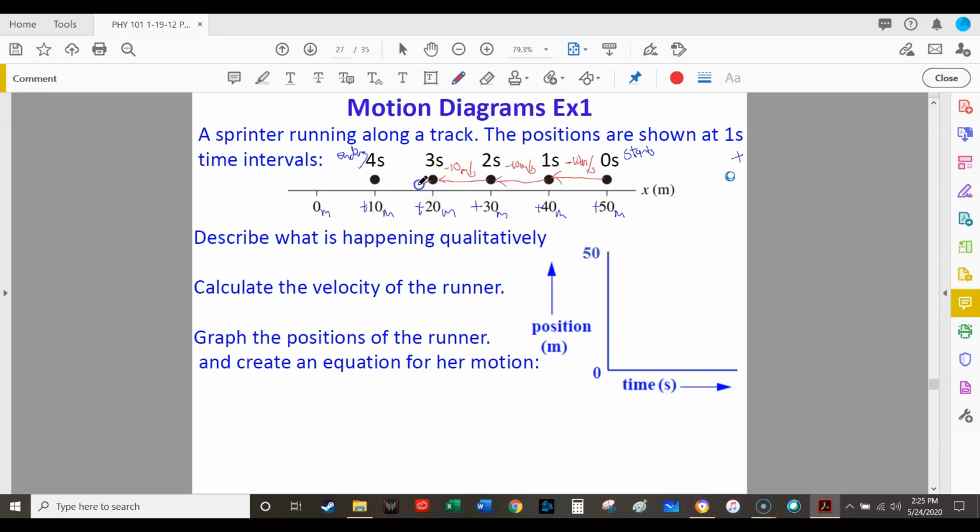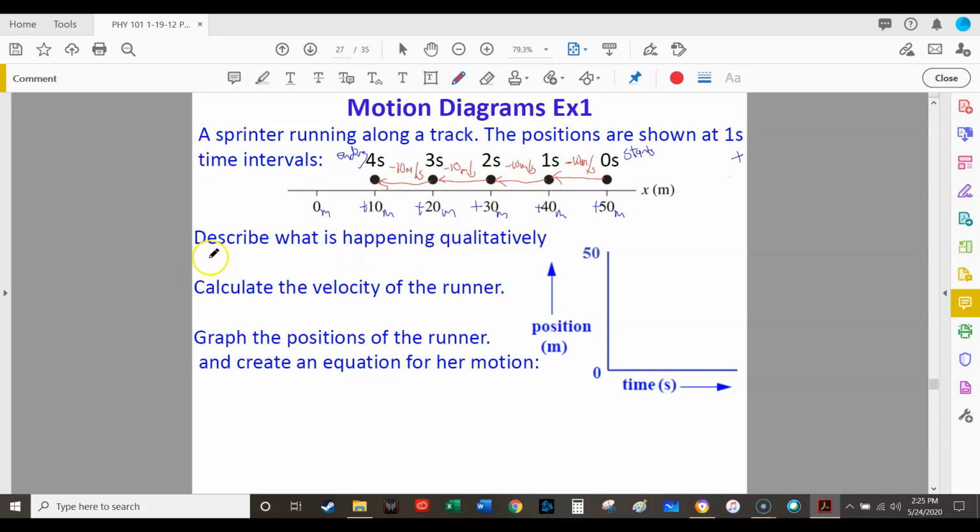So I like to mark up my motion diagrams. That didn't work out there. Negative 10 meters over the period of 1 second. So I like to mark up my motion diagrams and actually put in the velocity vectors, so that would help me describe what's happening.